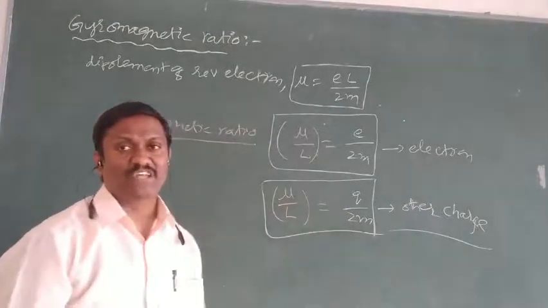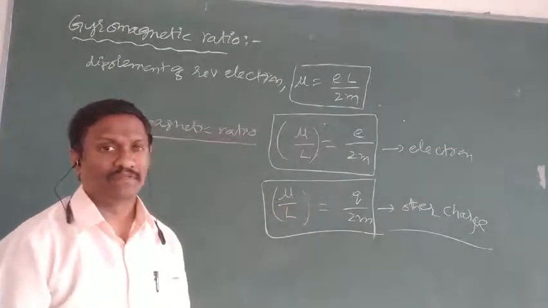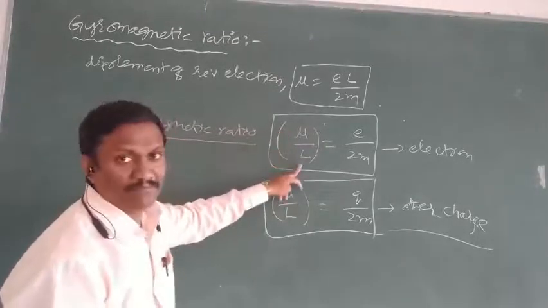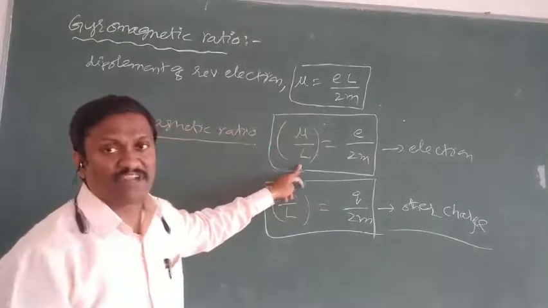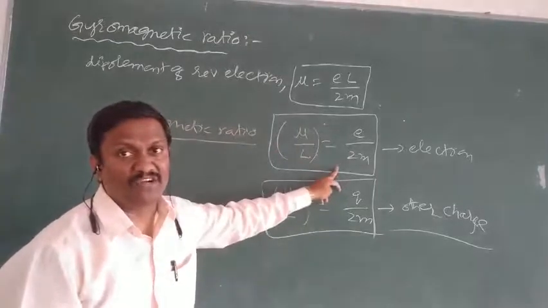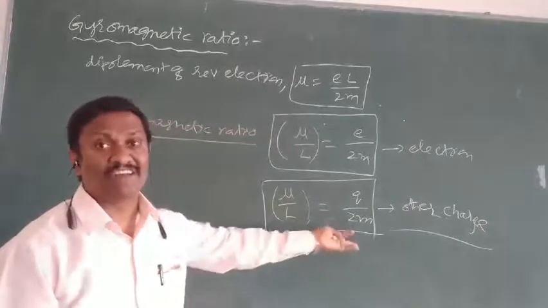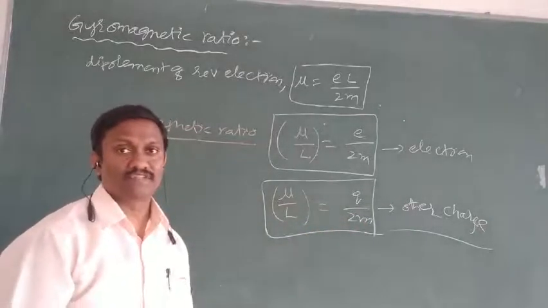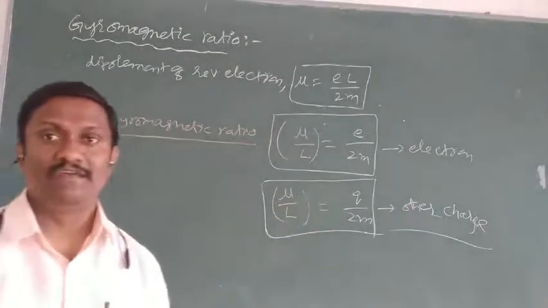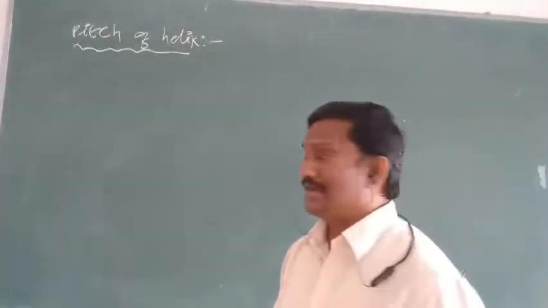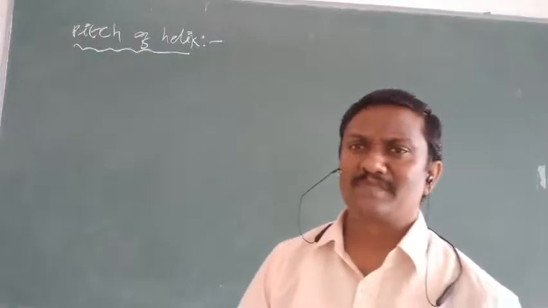So that is about gyromagnetic ratio. The ratio of dipole moment of revolving electron to angular momentum is the expression for the electron, and the next is the expression for any other revolving charge. So that kind of ratio is called a gyromagnetic ratio. Next important small definition is pitch of helix.